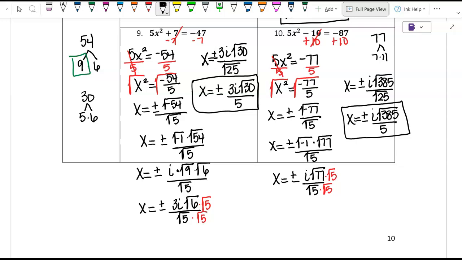So again, a few of them could take a little bit more work. We have to remember all of the rules with dealing with radicals. But the biggest thing is if we have a negative under the radical sign, separating out that square root of negative 1 and replacing that with i to show that we have an imaginary solution, which tells us that quadratic does not cross the x-axis.